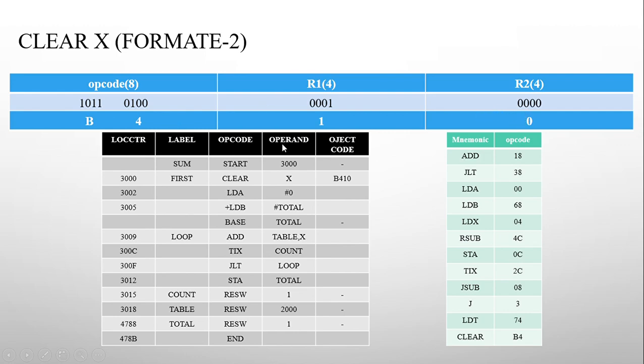Now to find out the object code, we need to group 4 bits together. 1011 is nothing but B, 0100 is nothing but 4. Next we are getting 1, next we are getting 0. This is B410. This is the object code for the first instruction, that is clear x.